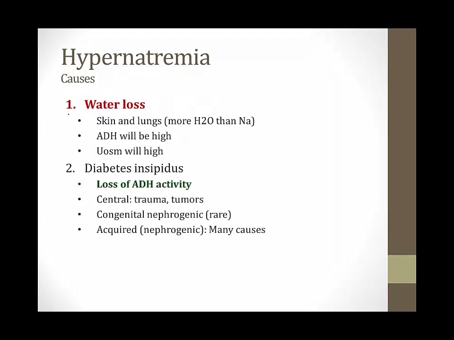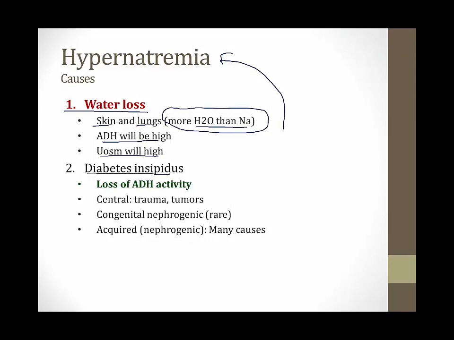You can basically divide the causes of hypernatremia into two major groups. The first group are those causes related to water loss. When you lose fluid, especially from the skin in sweat and the lungs in water vapor, you lose much more water than sodium. If you aren't drinking free water, this can lead to hypernatremia. In this setting, the ADH level will be high and the urinary osmolality will be high. The body is responding by concentrating the urine and retaining free water. It's just not able to retain enough water to replace that which has been lost in the skin and in the lungs. The second group of causes fall under the heading of diabetes insipidus.